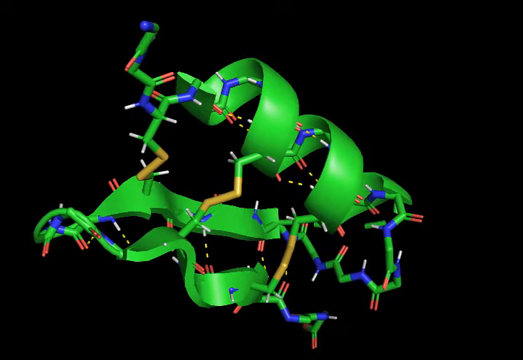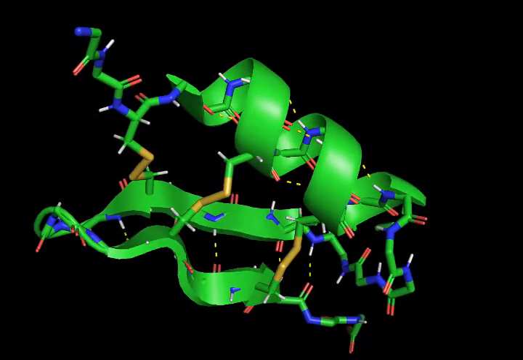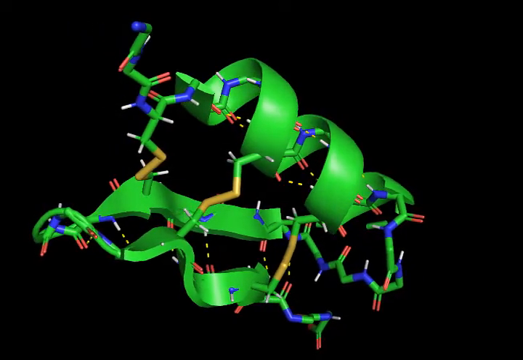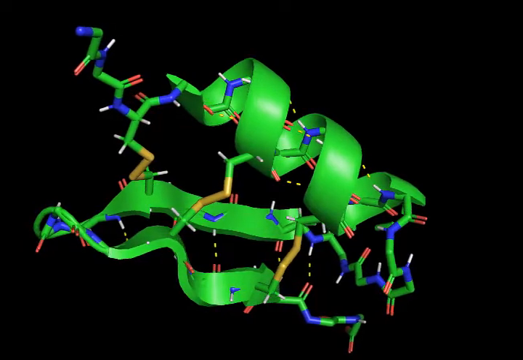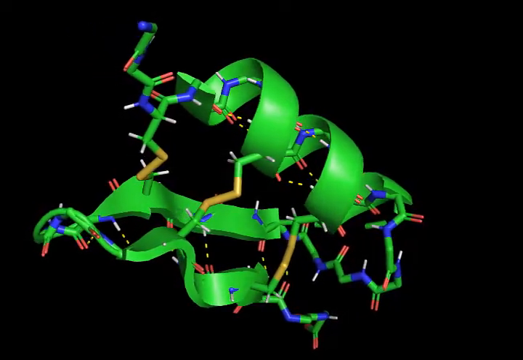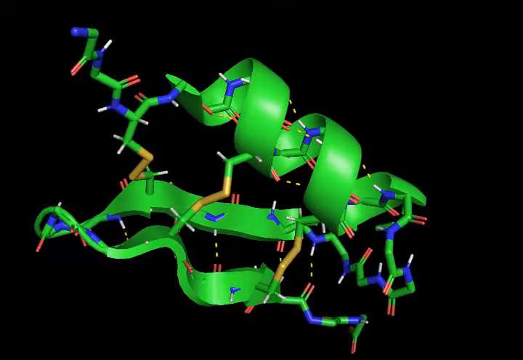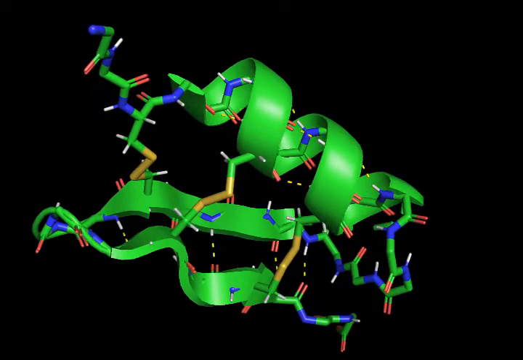Disulfide bond is a covalent bond, and it's very strong and therefore pins the tertiary structure of the protein together and makes it very stable. Disulfide bonds are often found in proteins which are secreted from the cell into the environment, such as this protein from a scorpion, where it has to inject this venom into its prey.